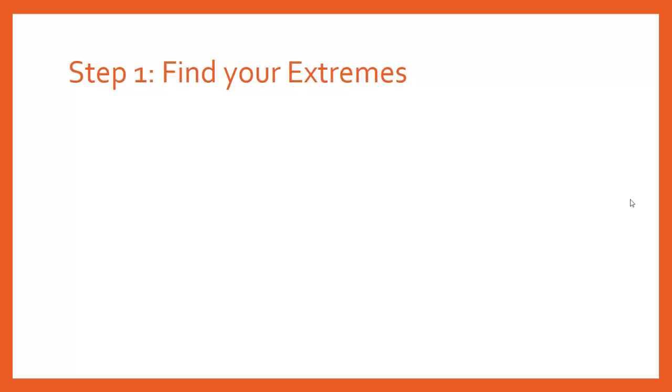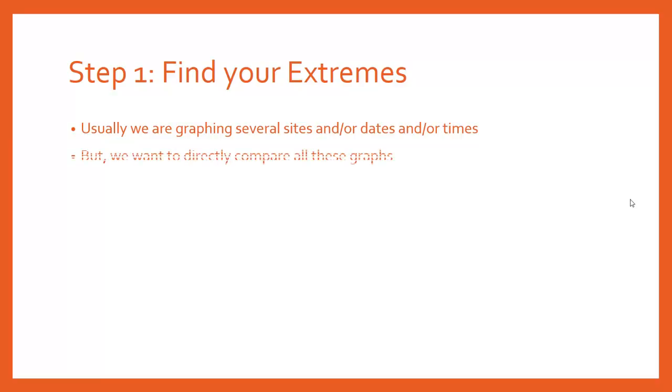Okay, so step one is to find your extremes. Normally we're graphing several sites and or dates and or times, and we want to directly compare all these graphs. So a real good practice is to make the same scale on all the axes. That way you can directly compare the shape of the curve across all your different sampling sites and dates and times.